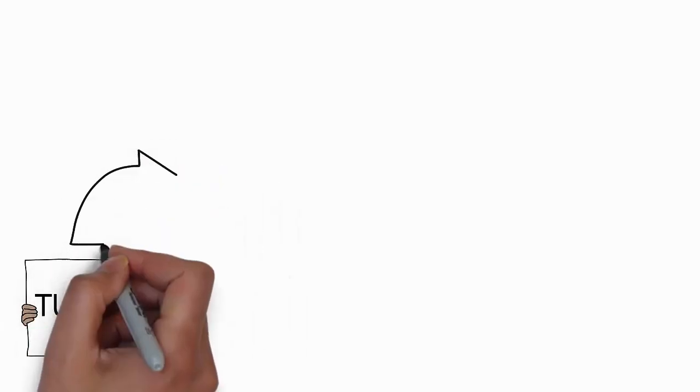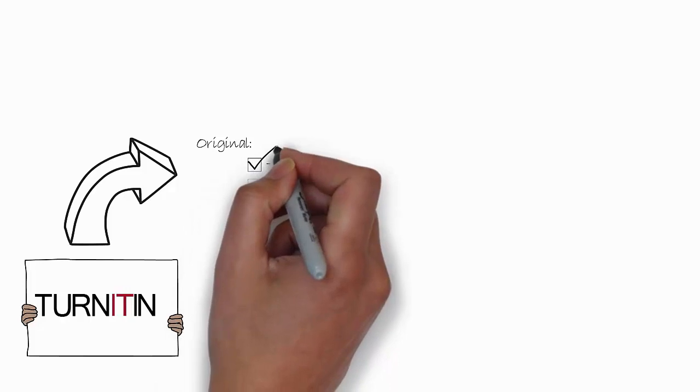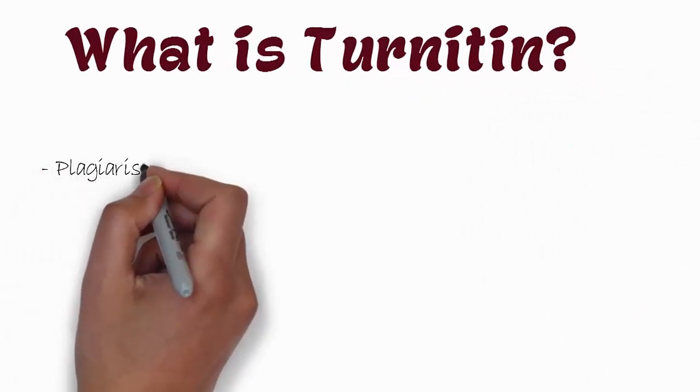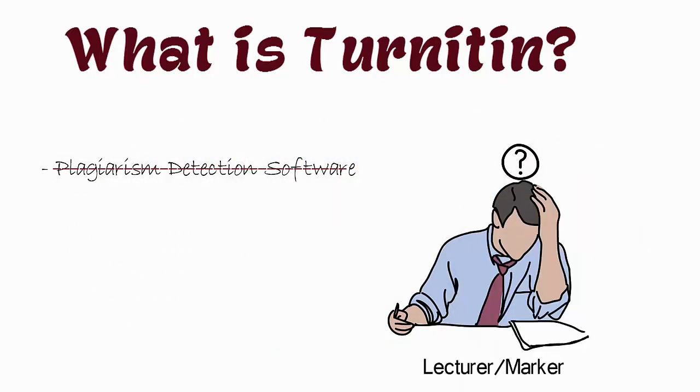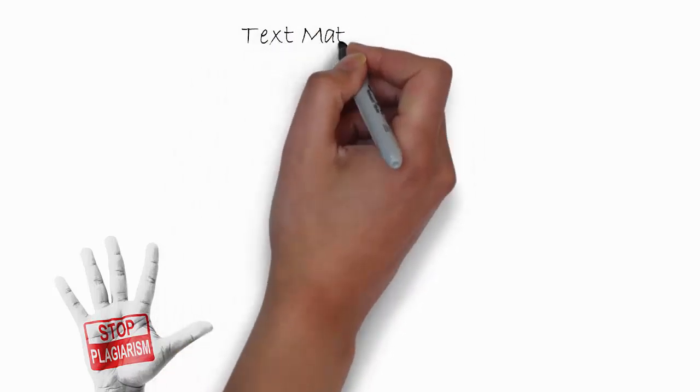USP uses an online text matching tool called Turnitin to assist the teaching staff check whether students' submitted work are original pieces or not. So, what is Turnitin? The misconception out there is that it's a plagiarism detection software. No, it doesn't do that. It cannot detect whether a student has plagiarized or not. The lecturer or marker will have to make that judgment, not Turnitin. A better way to put it is this: Turnitin can help prevent plagiarism. Well, to be exact, Turnitin is more of a text matching software.